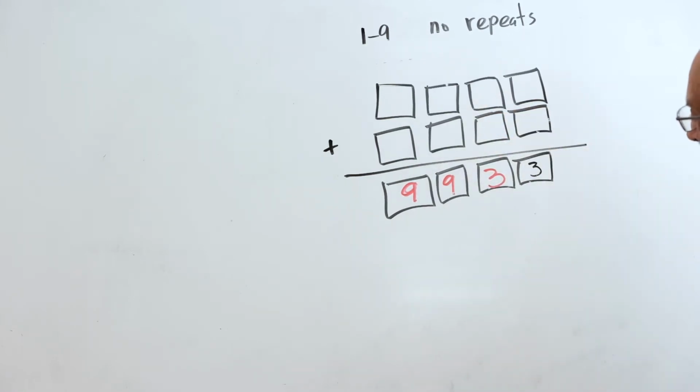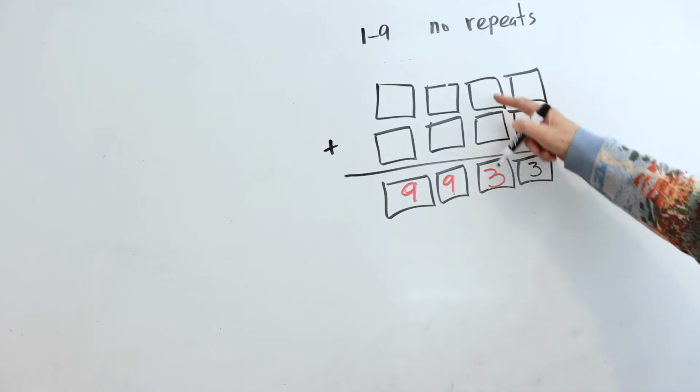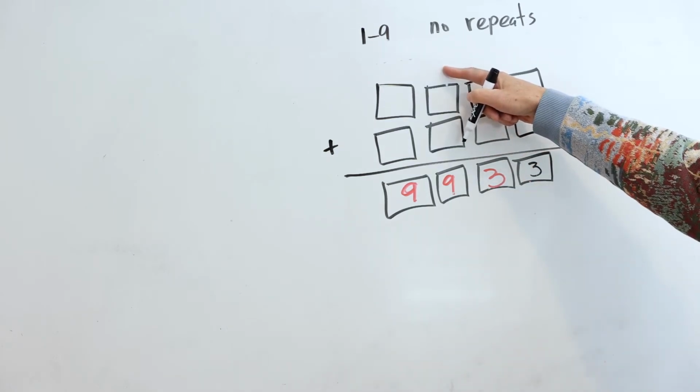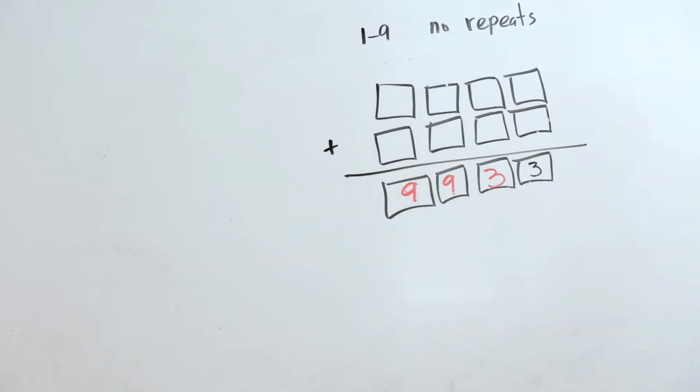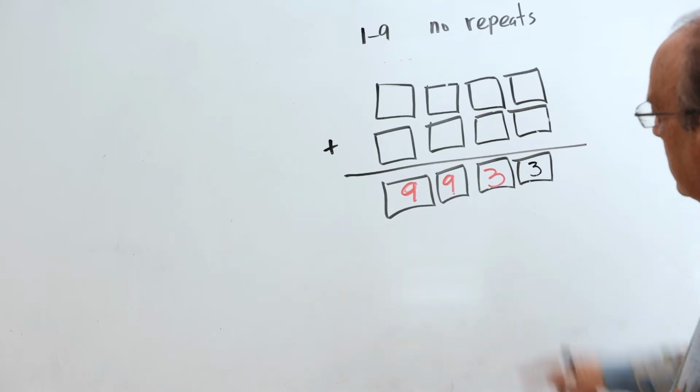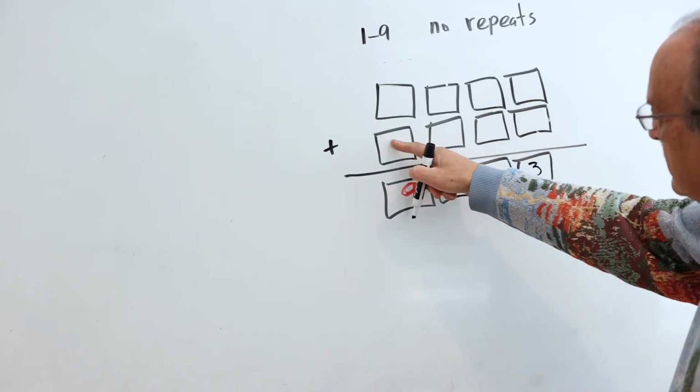And then if I had 9 and 4, I'd have to carry 1. So these two numbers would have to add up to 8. I wouldn't be able to put my 8 here, so the 8 would have to go here.